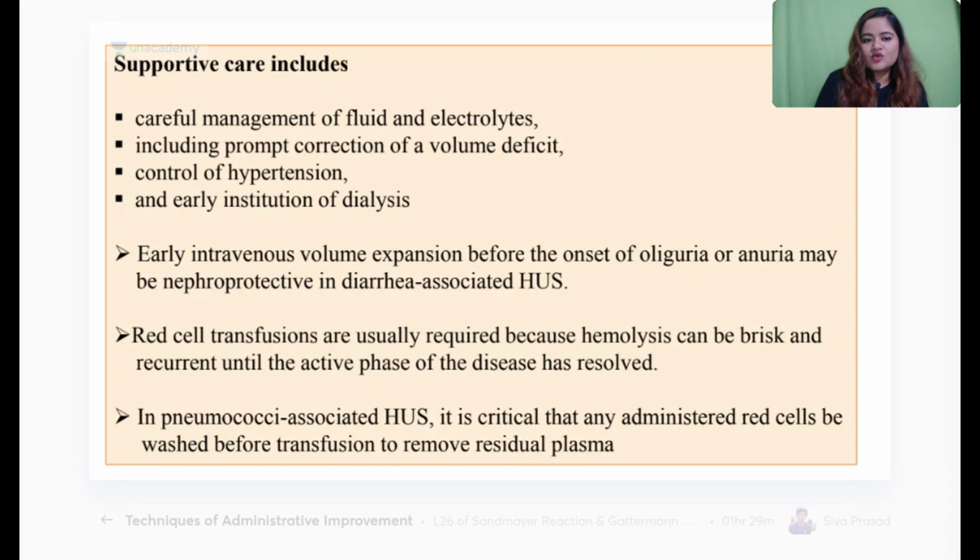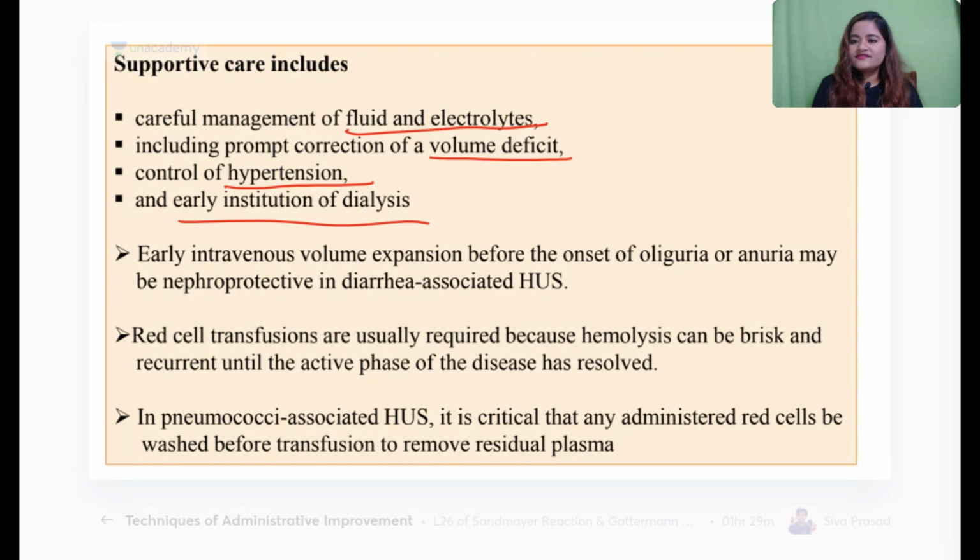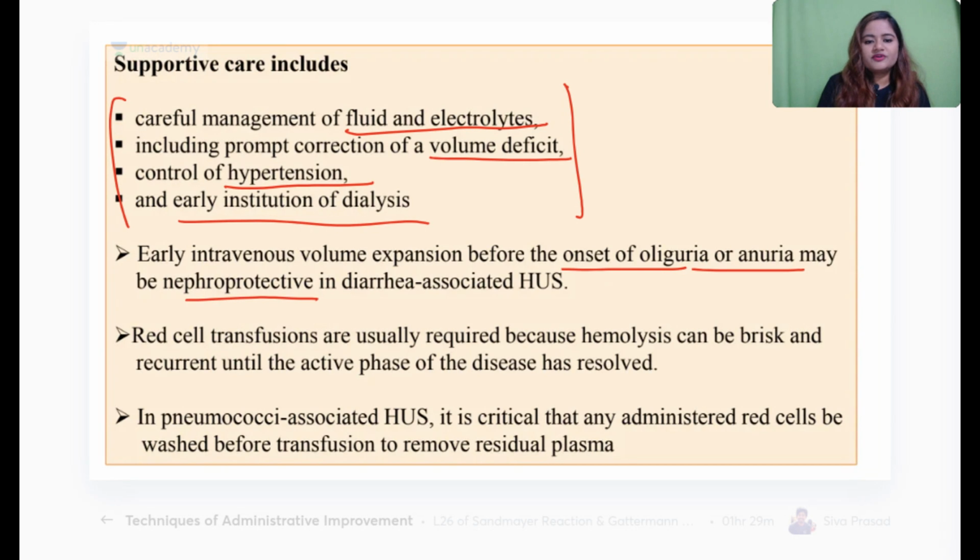अगर पेशेंट रीनल फेलियर में है तो आपको फ्लूइड इलेक्ट्रोलाइट असेस करना है. If any deficit, you have to correct it with fluid volume. अगर हाइपरटेंशन है because of acute renal injury, you have to give antihypertensives. If there is any life threatening situation, you have to go for dialysis. So these are all the conservative treatment that we do. Early intravenous volume expansion before the onset of oliguria or anuria may be nephroprotective in diarrhea associated HUS.